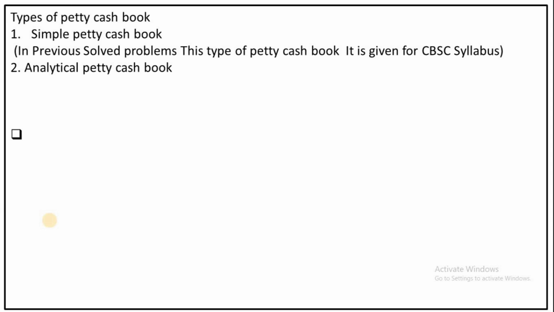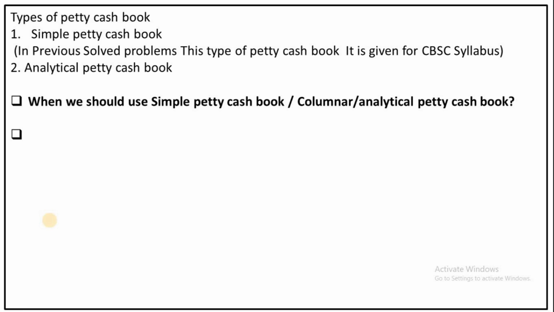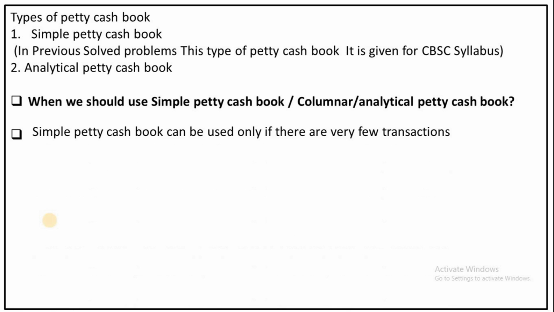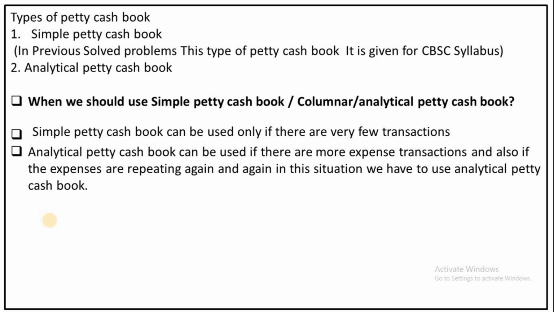We can maintain petty cash book in two ways. First is simple petty cash book and the second one is analytical petty cash book. When should we use simple petty cash book and when do we have to use analytical petty cash book? Simple petty cash book can be used only if there are few transactions. That means few petty expenses. Analytical petty cash book can be used if there are more expenses and also if the expenses are repeating again and again. So in this situation, we can use analytical petty cash book.